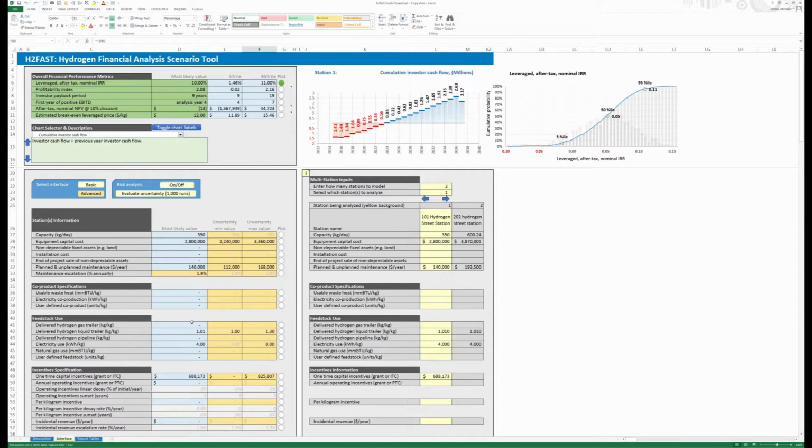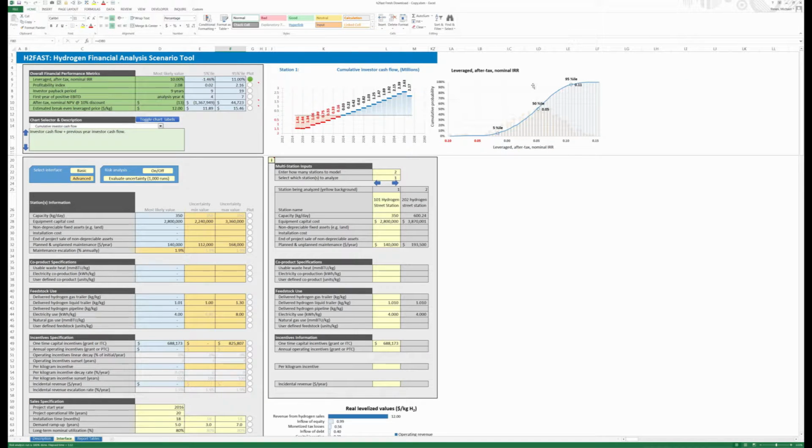And the model's done. It says 100% done. So now a new chart pops up. You can see here it says leverage after tax IRR. And as you can see, there is a distribution of outcomes that is possible. There is a 5th percentile, 50th percentile, and 95th percentile that I report. They're also listed here, at least the 5th to the 95th percentile.